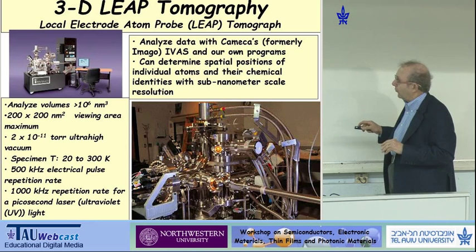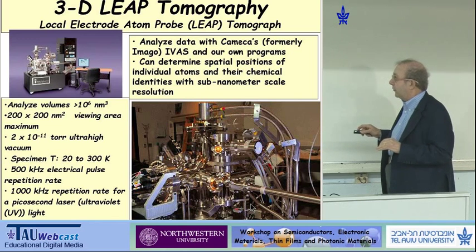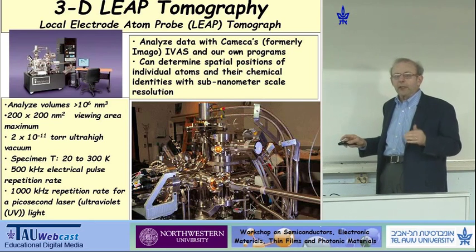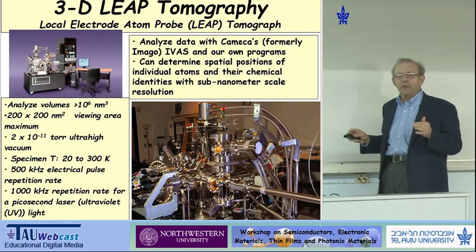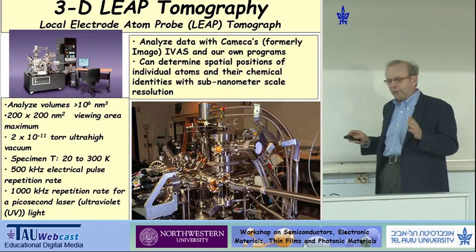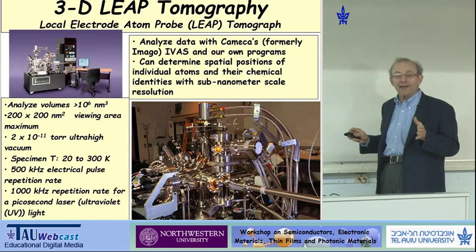With electrical pulses, we can go up to about 500 kilohertz, and with a laser, we rarely do it, we can go up to 1,000 kilohertz. You need a high repetition rate because you don't want the detection efficiency to be too high. If the detection efficiency is too high, you have problems with pileup, et cetera. And so we want a detection efficiency that's about 1%.